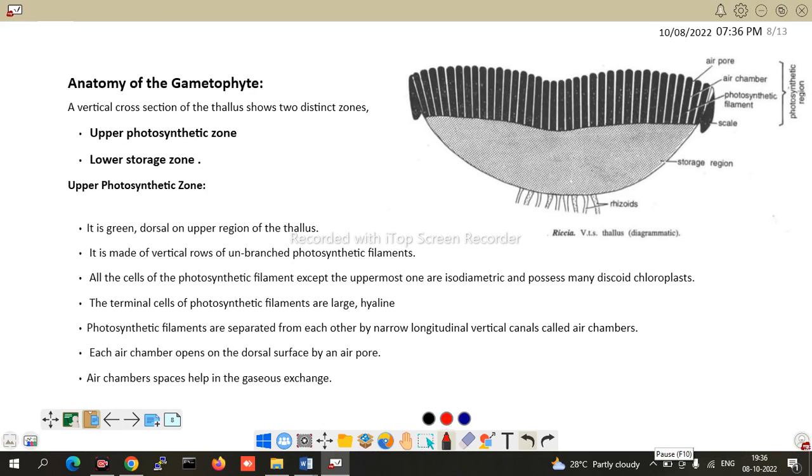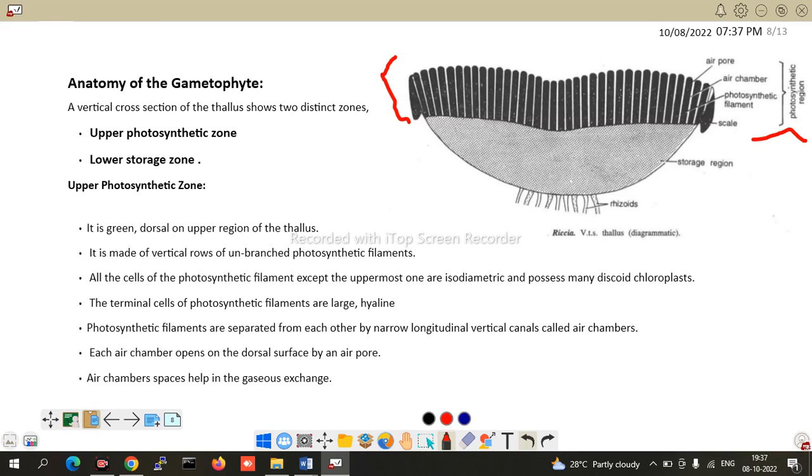Next, anatomy of the gametophyte, that is the vertical section of the thallus of Riccia. The vertical section of the thallus consists of two different parts, the upper photosynthetic zone and the lower storage zone. This one is the upper photosynthetic zone. Here is the labeled photosynthetic zone or region. It is green, as the name is photosynthetic. Obviously it is green in color.